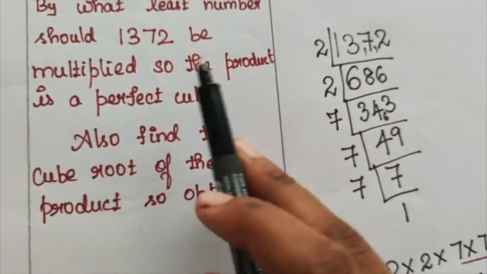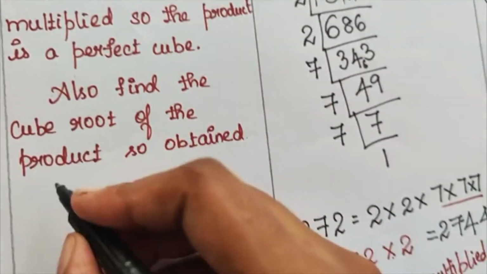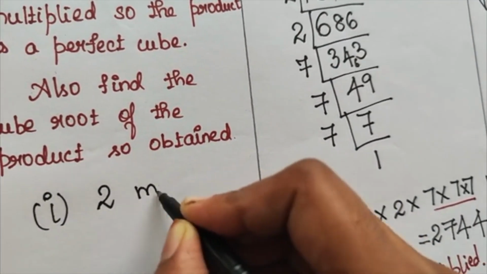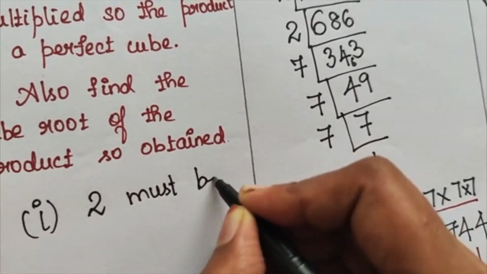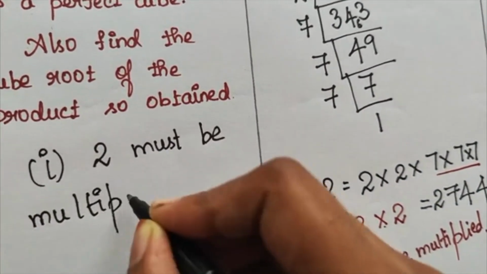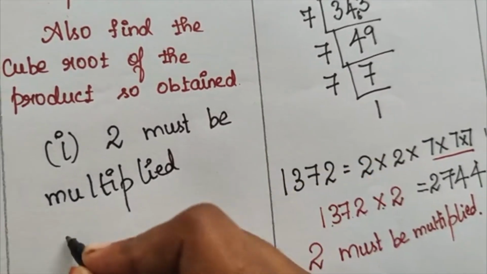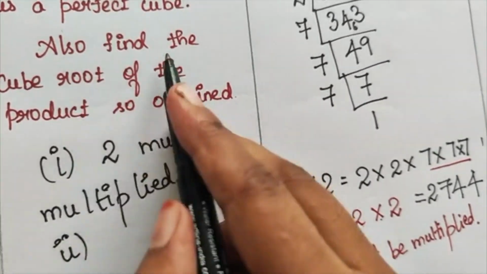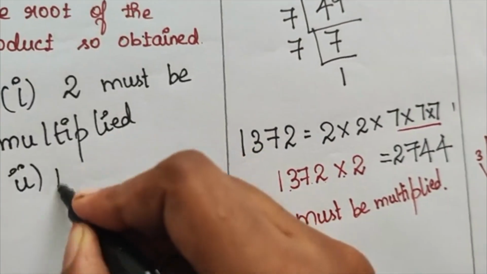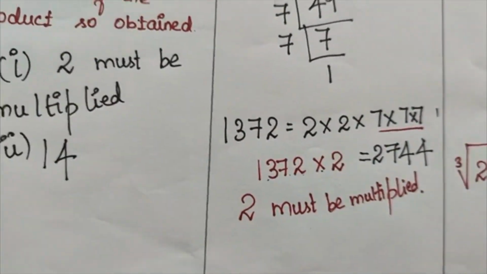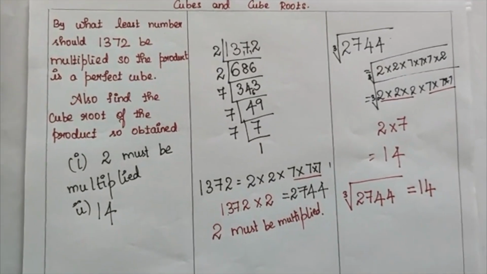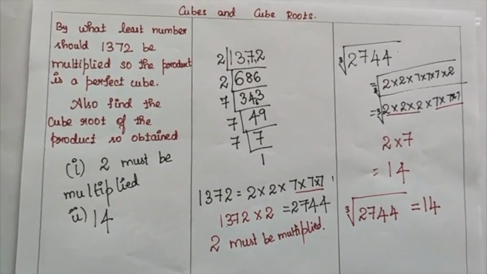For the first one, what number must be multiplied? For that one, the answer is 2 must be multiplied. And for the second one, also find the cube root of the product obtained. The cube root of the product obtained is 14. So this is the answer. You can copy down this one. Let's go to the next question.